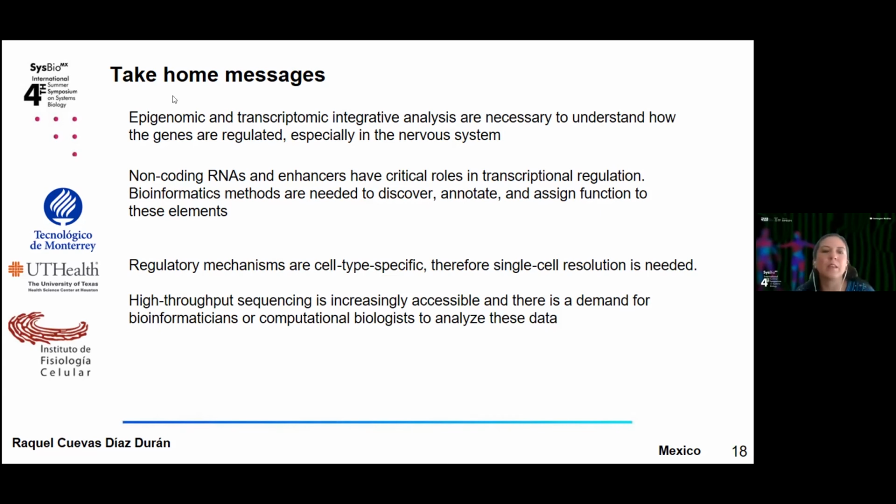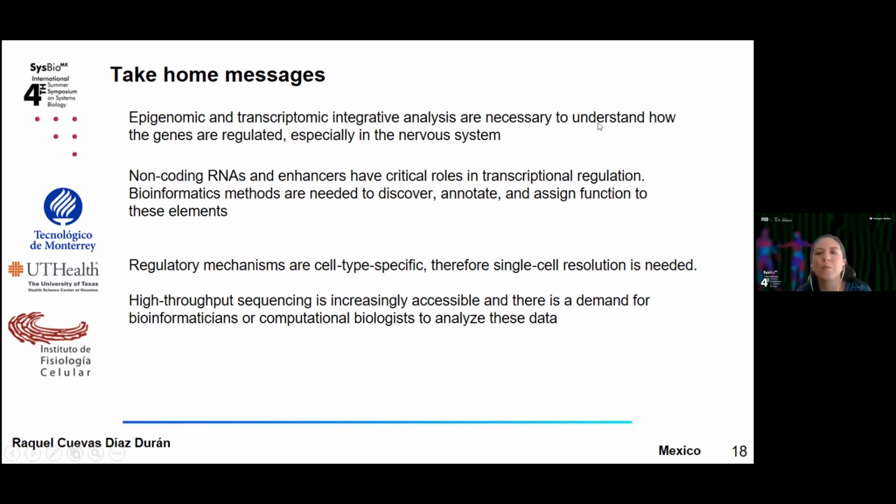You can do that by integrating epigenomic data sets. You can generate them in the lab, or you can download them from databases. As I mentioned, there are many public databases with all of these high throughput sequencing assays. This is especially important in the nervous system because nerve cells have high plasticity; they are always changing. So it's very important to see who are the drivers of those modifications.